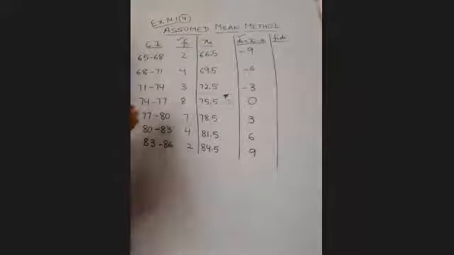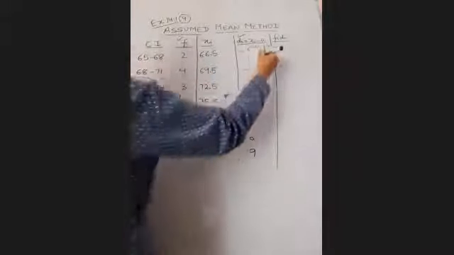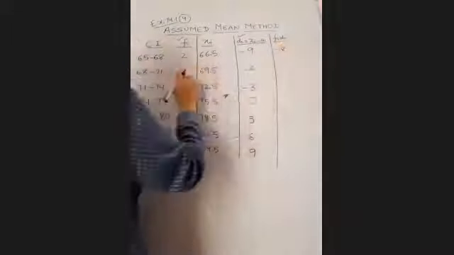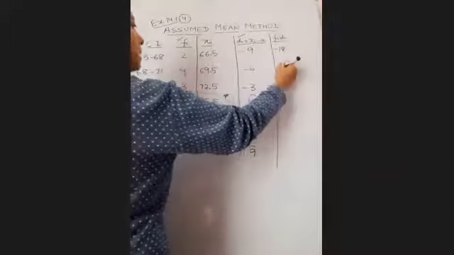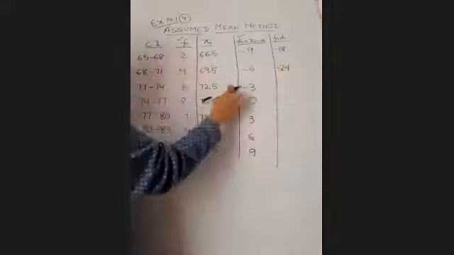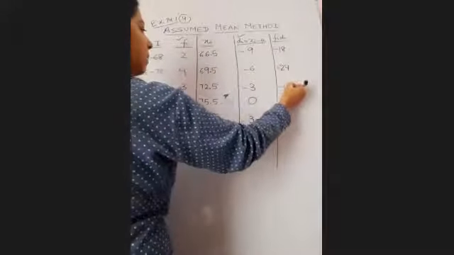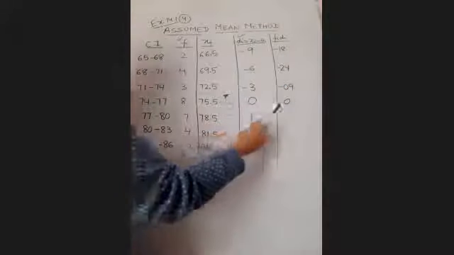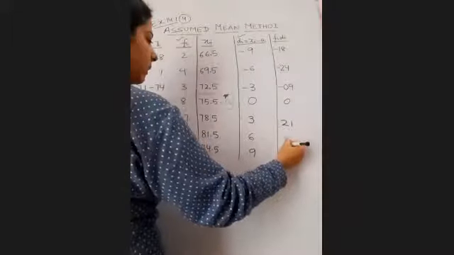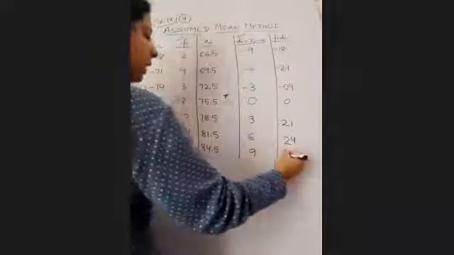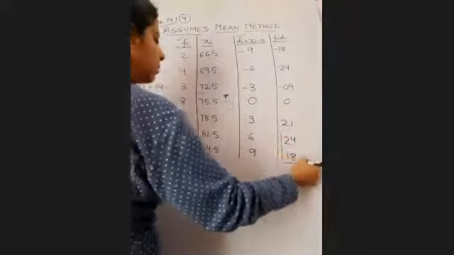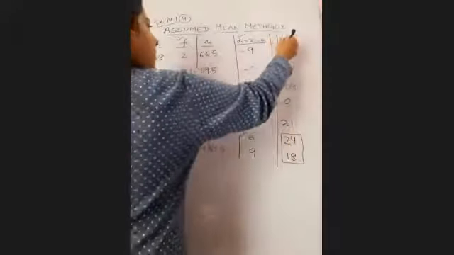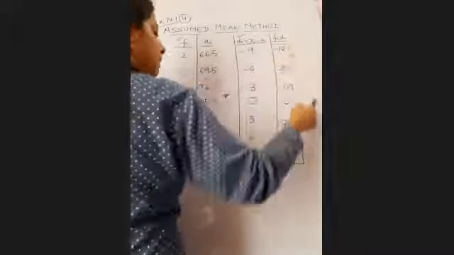Multiplying fi and di. 2 into minus 9, minus 18. 4 into minus 6, minus 24. 3 into minus 3, minus 9. This will be 0. 7 into 3, 21. 4 into 6, 24. 2 into 9, 18. Now children, see the best part here: plus 24 and minus 24, plus 18 and minus 18 will cancel as it is.